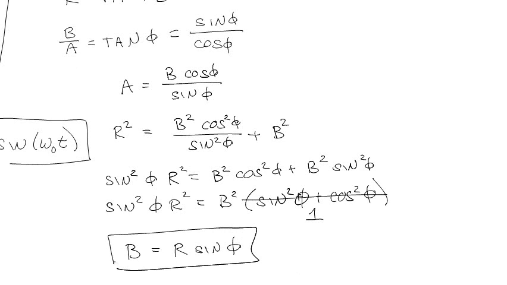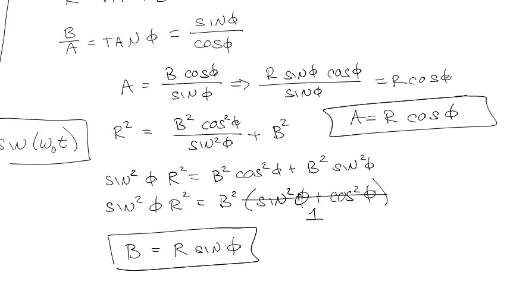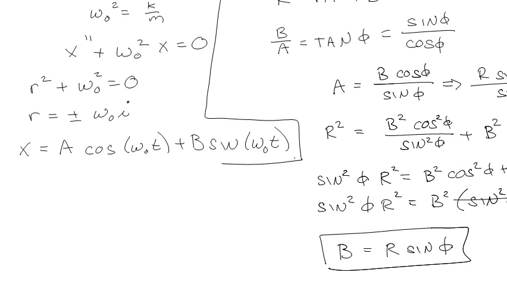Okay, so if I know that b is equal to r sine phi, I can say a is r sine phi times cosine phi over sine phi. So that's r cosine phi. So I can say that a is equal to r cosine phi. You're like, I don't care. Sure you do. Everybody cares because this is important. All right, so I now have values for a and b out of some random thing that I made up.